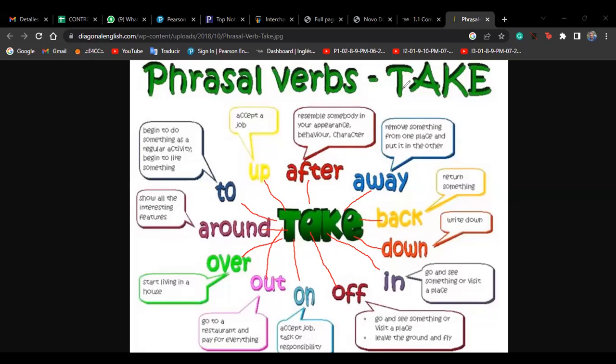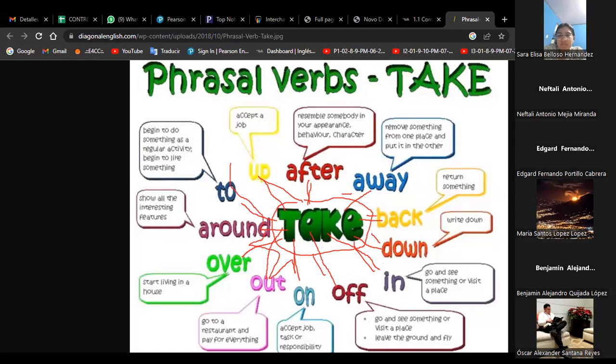When you have two-part verbs, I repeat, you need the main verb, that will be take. And then you need prepositions. What are the prepositions? Up, after, away, back, down, in, off, on, out, over, around, and to. All those words, guys, are prepositions. And if you put them together, they give you an action verb. And that action verb will be your activity.